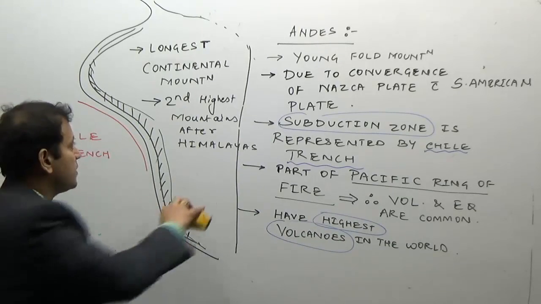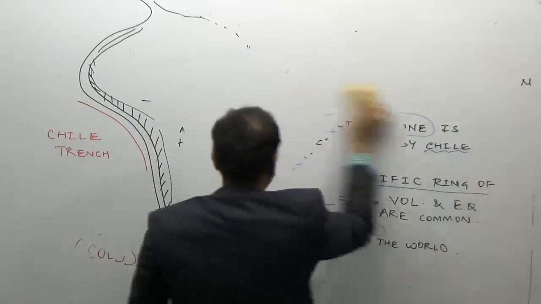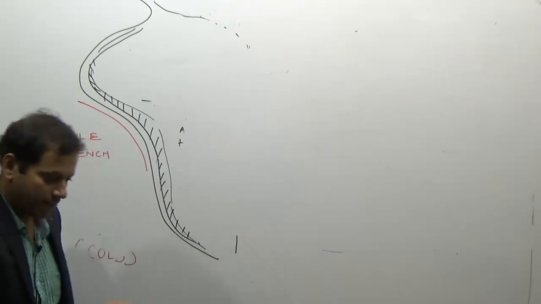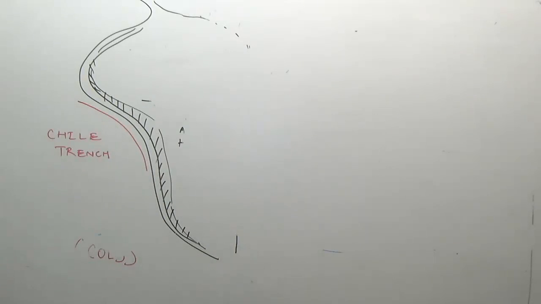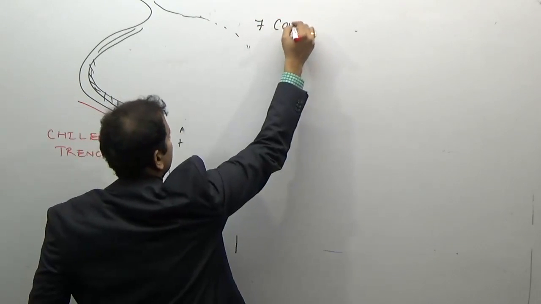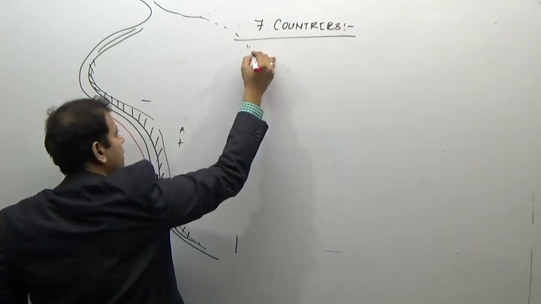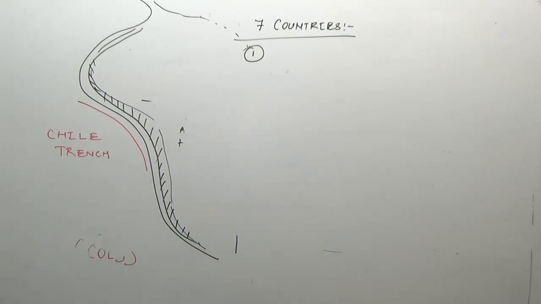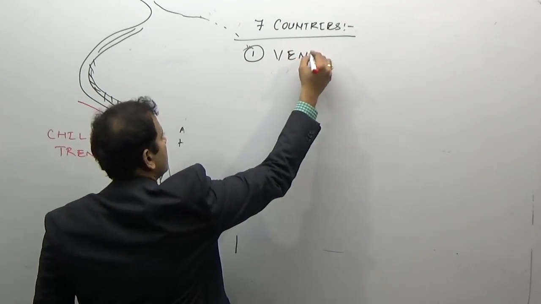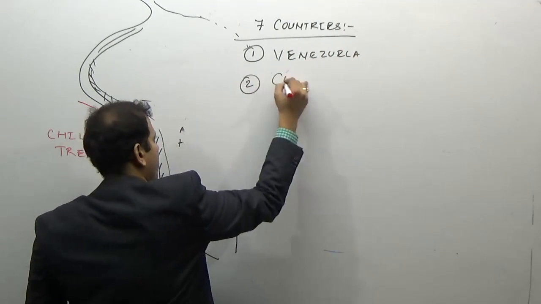Now the Andes mountains are long enough to pass through 7 countries. Starting from the north, Venezuela, then Colombia.